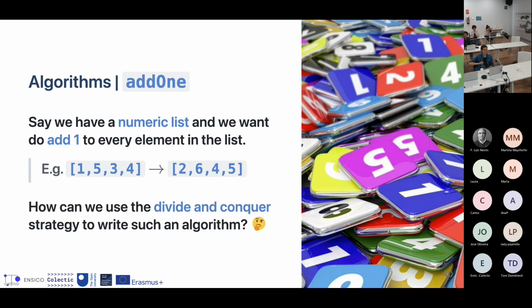Yeah, we are too. So say I want to write an algorithm that takes as input a numeric list and adds 1 to every element in the list. So if I have 1, 5, 3, 4, I'm going to add 1 to 1 and I'm going to get 2. Then 5 plus 1, which gives 6. Then 3 plus 1, which gives 4. And then 4 plus 1, which gives 5. How can we use the divide and conquer strategy to write such an algorithm?